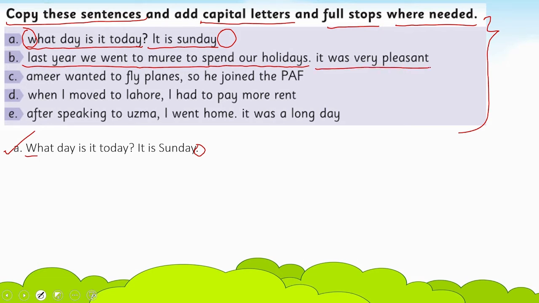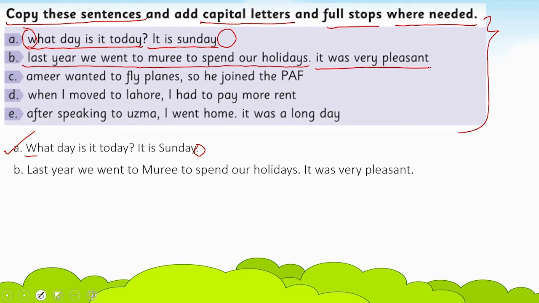It was very pleasant. So the correct one is this sentence. So the L of "last" is capitalized because the word "last" is the starting word of the sentence. So the letter L should be capitalized, and then I should also be capitalized, and a full stop should be mentioned at the end of the sentence.